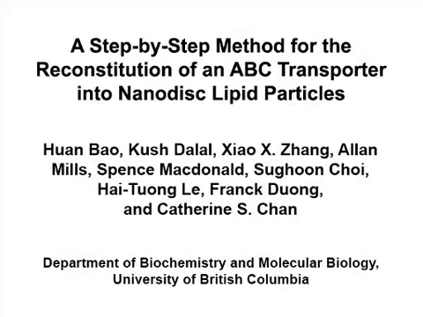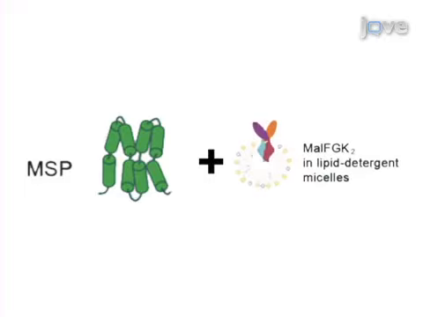The overall goal of this procedure is to incorporate an ABC transporter, in this case the maltose transporter MalFGK2, into soluble membrane nanodisc particles. This is accomplished by first mixing the membrane scaffold protein, MSP, with the transporter and the correct amount of lipids in detergent micelles.